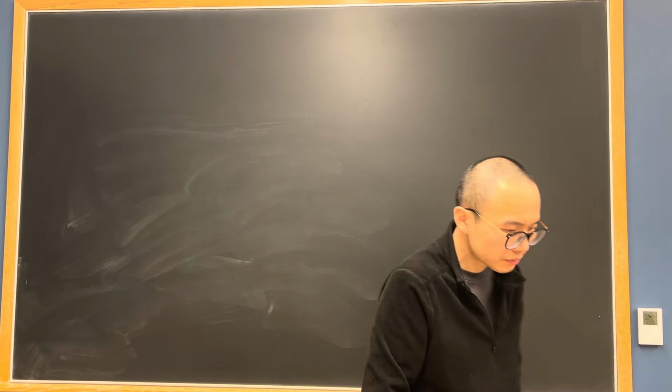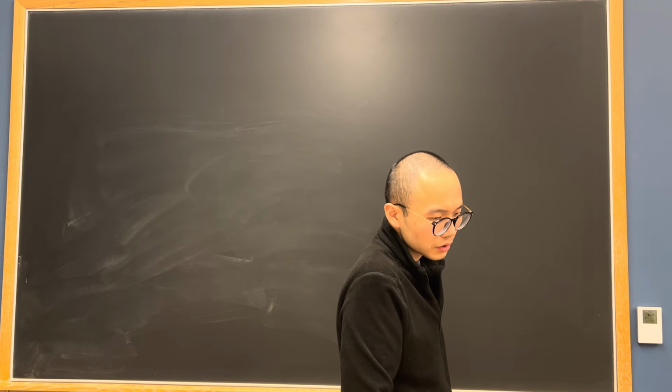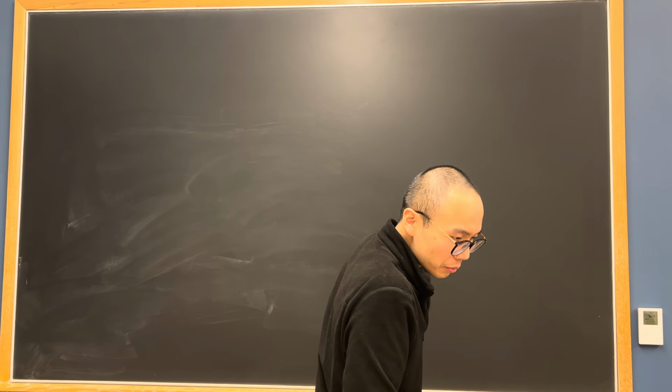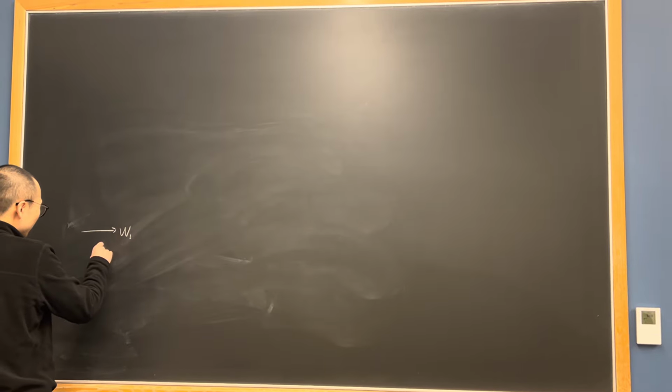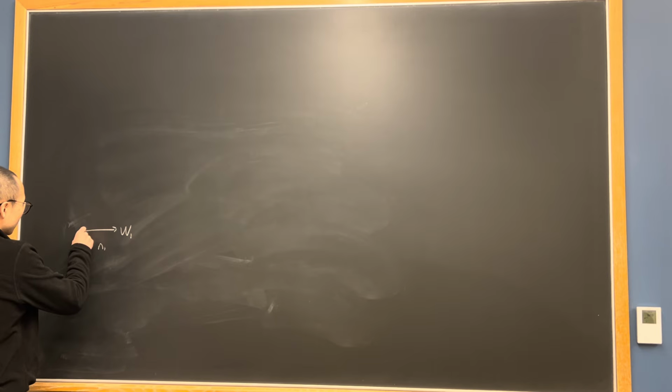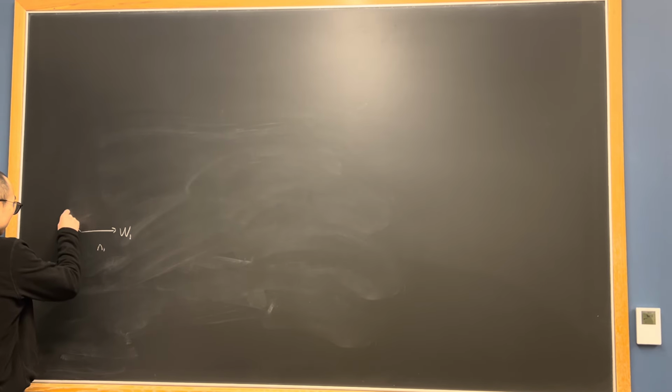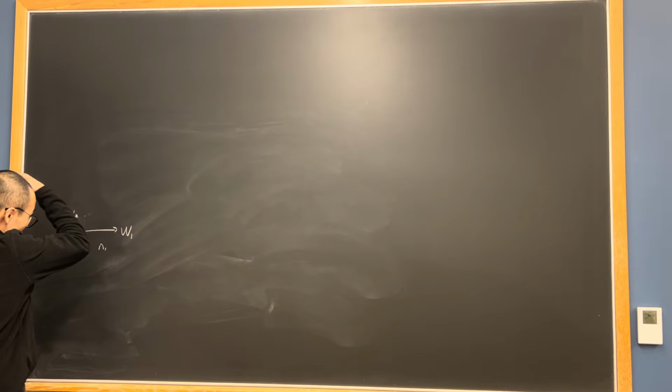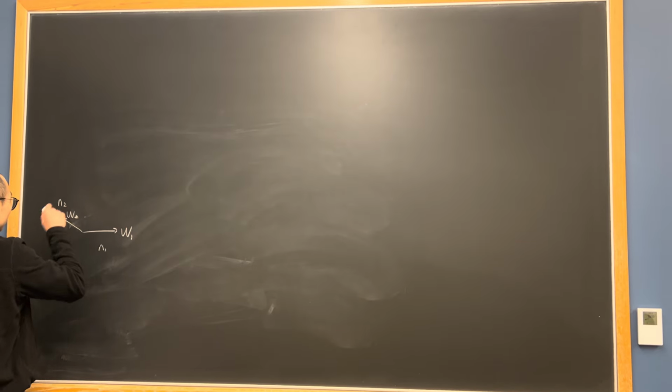Say you have this lattice omega 1, and then we can scale it by a factor of n1. And then we have this omega 2, and then we can scale it by n2.